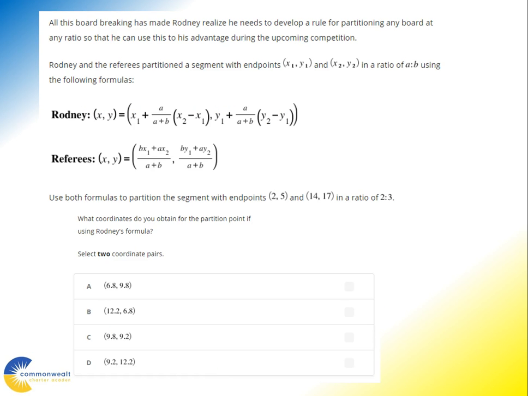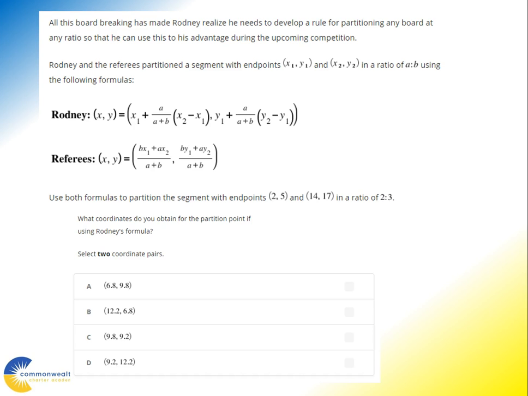So all this board breaking has made Rodney realize he wants to develop a rule or a formula. So as you see here, Rodney developed a formula, but the referees also developed a formula to determine whether or not they have this ratio correct. Obviously the formulas are a little bit different from each other. Now, if you look very carefully, Rodney's is very close to what we've been doing because the A over A plus B are essentially the ratios or the proportions we get from the ratio, and then we're adding it to a specific coordinate. But notice that they had the subtractions clearly defined.